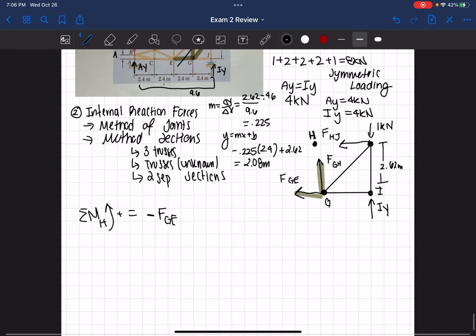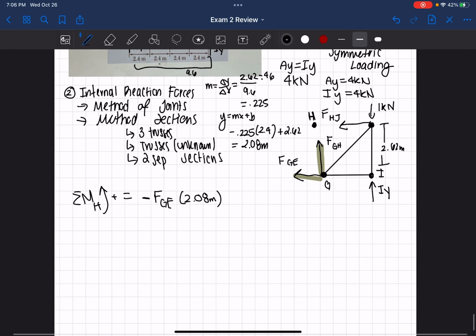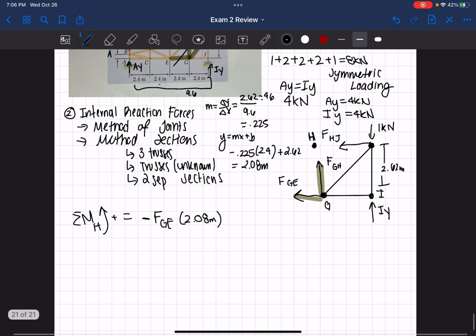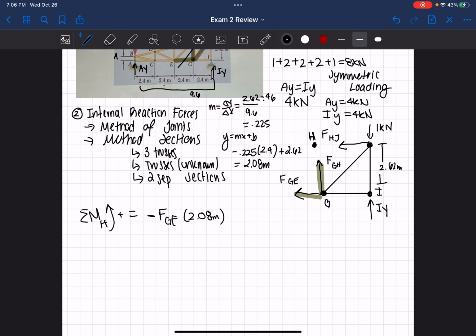Which gives us 2.08 meters. Great. So that's our distance now here. That's 1 moment, because we needed this distance, which would have been perpendicular to h. Now then we're going to take the moment for I. I is going to have a positive moment, IY.